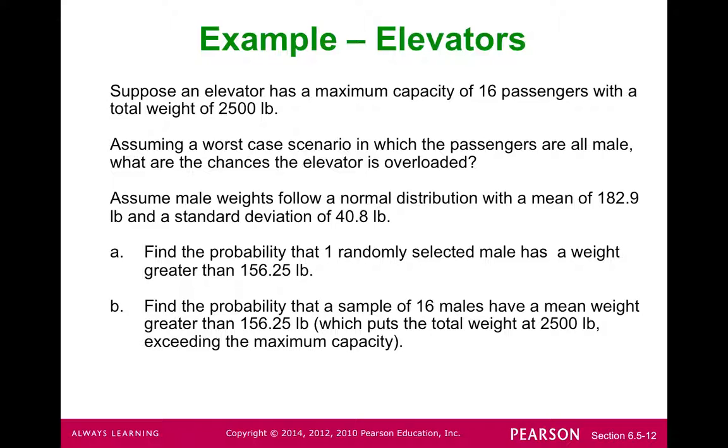So there's two parts to this question. First, we're going to find the probability that one randomly selected male has a weight greater than 156.25 pounds. And then in the second part, we're going to find the probability that a sample of 16 males have a mean weight greater than 156.25 pounds. If you were to add up that weight, if you had 16 males that all exceeded that weight, they would exceed the maximum capacity of the elevator, and that's how it relates back to the problem.